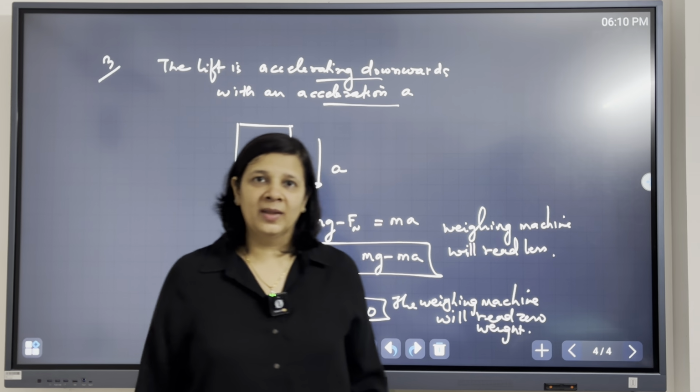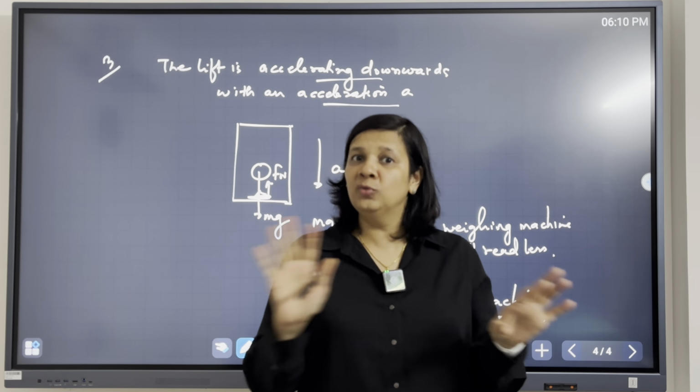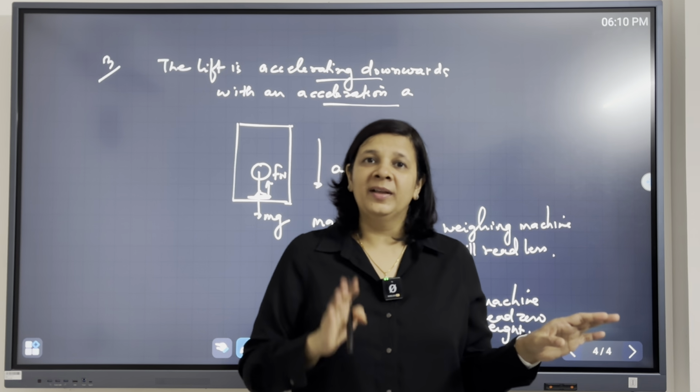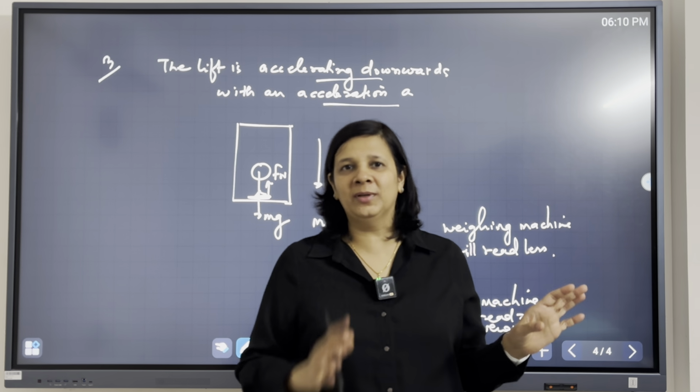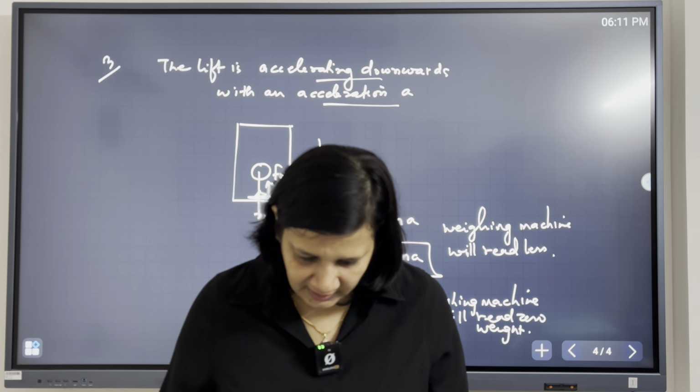That will change. If there is an acceleration in the x direction and there is no other force in the vertical direction, then the normal force will be only equal to the gravitational force. Okay. So, I hope this point is clear to all of you.